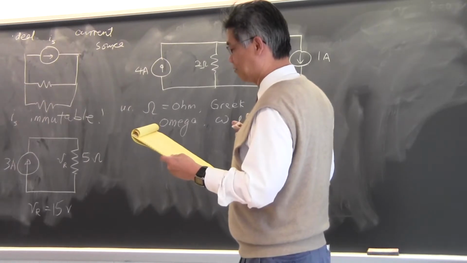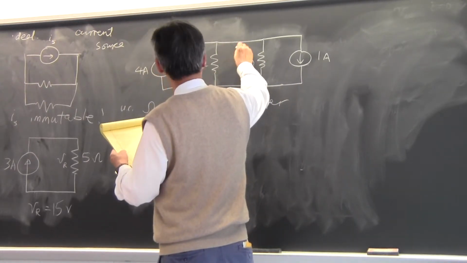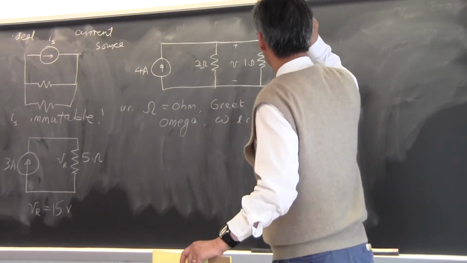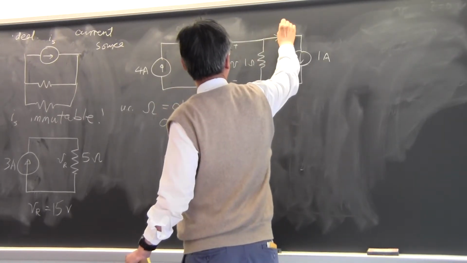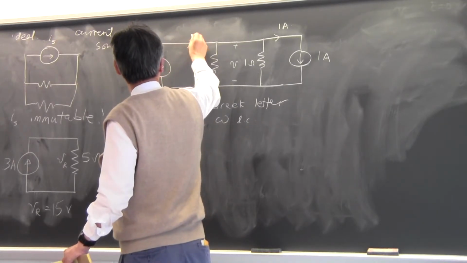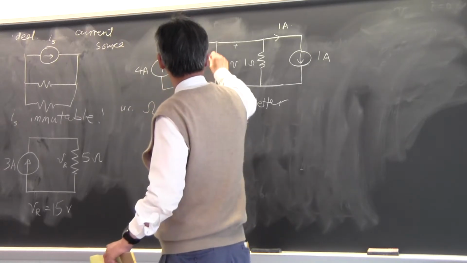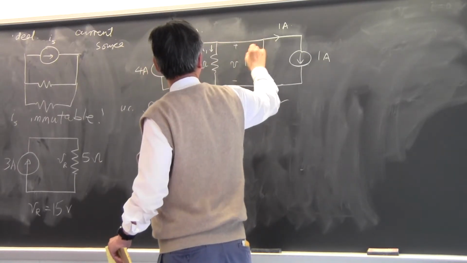Now I ask you to find the voltage drop across this one. How would you do that? Now you know that the current that flows here must be 1 amp. The current that flows here must be 4 amps. I do not know what these two currents are, I1 and I2.